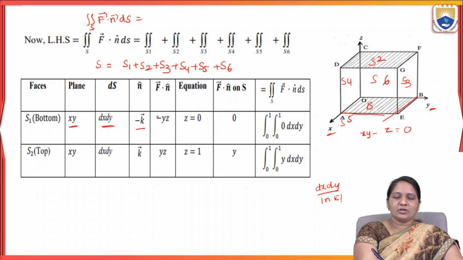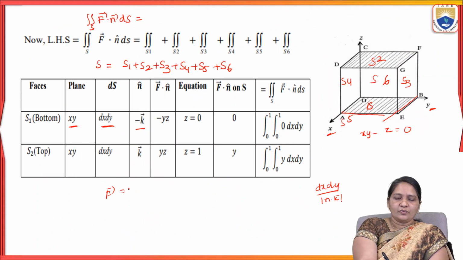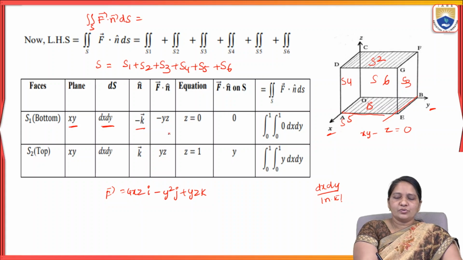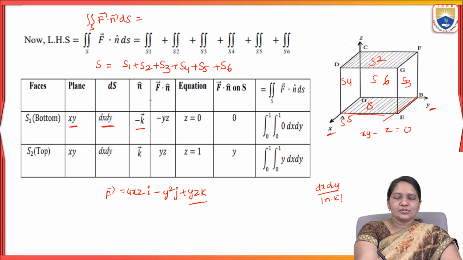So next, here f dot n bar. What is f bar? f bar is 4xz i minus y square j plus yz k. So now f bar dot n bar, where n is minus k bar. So yz into k, finally we got minus yz, and z equal to 0.